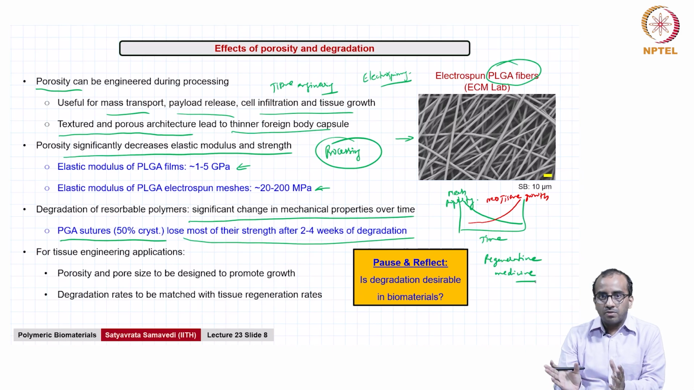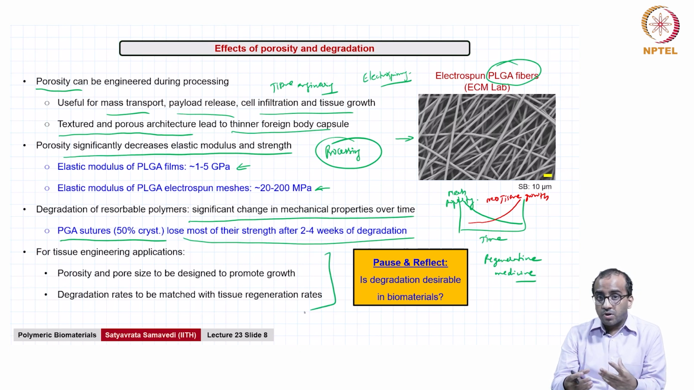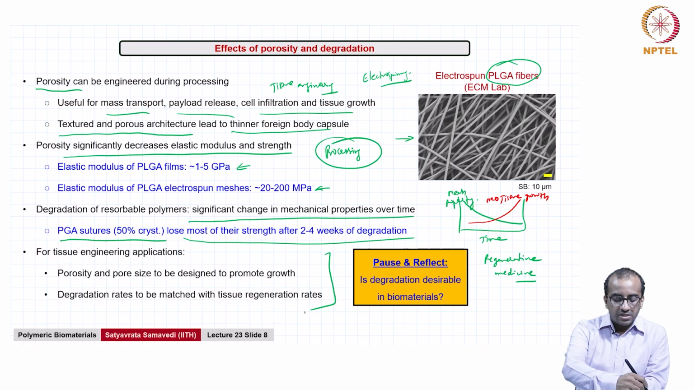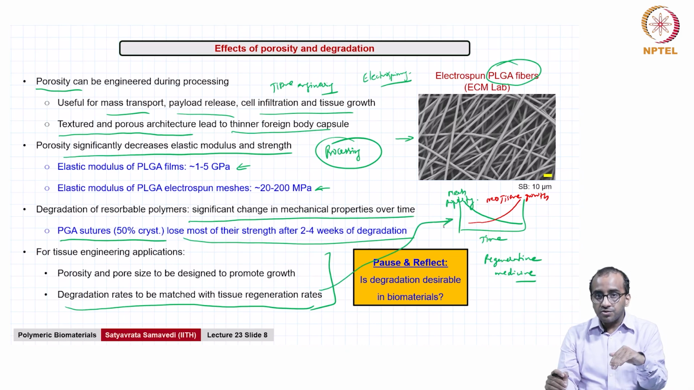This is a very important paradigm in regenerative medicine. Again, for tissue engineering applications, that is what we are saying here. Porosity and pore size are meant to promote tissue growth, and the degradation rates have to be matched with tissue regeneration rates. And when I say degradation rates, I mean what you are plotting here is a decrease in mechanical properties, because in this lecture we are focusing on mechanical properties.